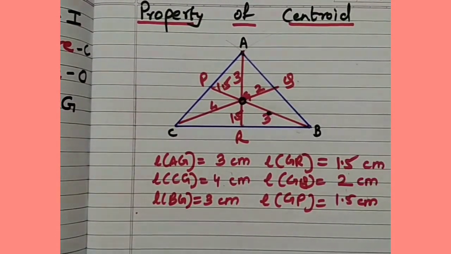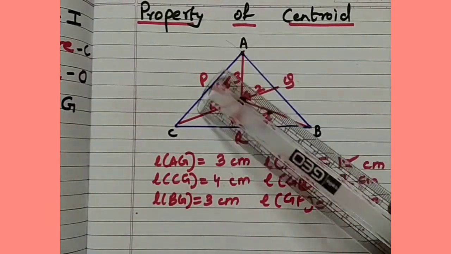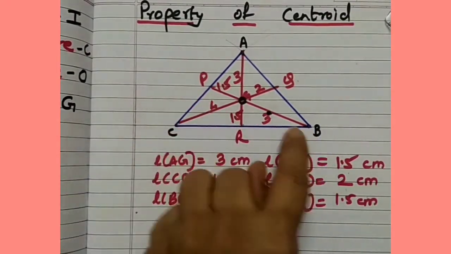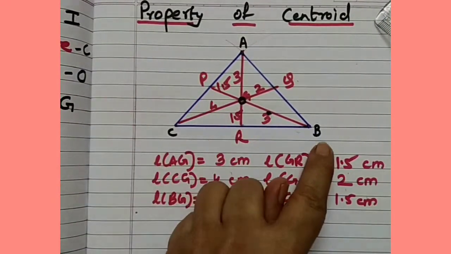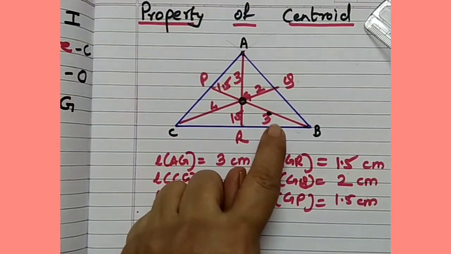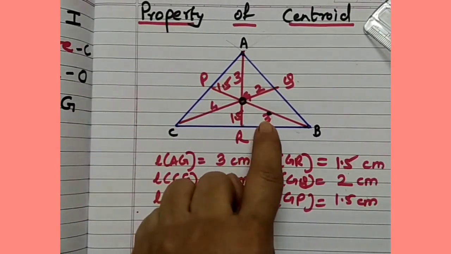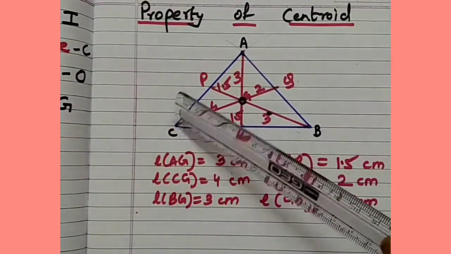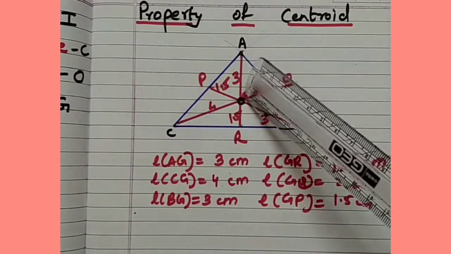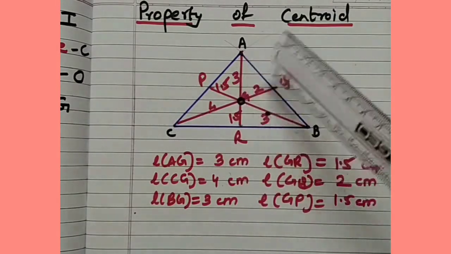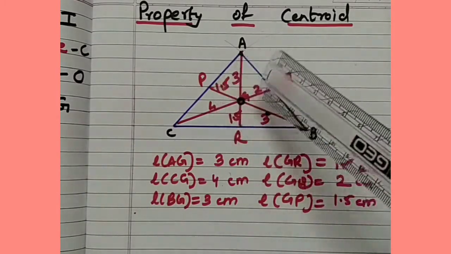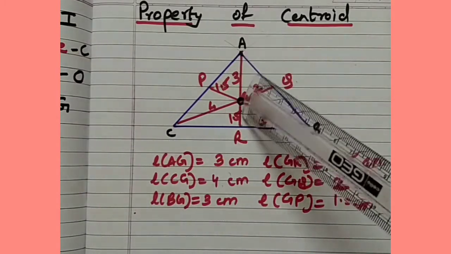And what I found out after measuring the parts which are formed, you can see now 1, 2, 3, 4, 5, 6 parts are formed. So this BP is divided into two parts by this point of concurrence, or by this centroid. And what is the measure of these two parts? One is 1.5, the other is 3. Similarly, if I see this median CQ, it is also divided by this point G into two parts, that is, one is CG, other is QG. And what is the measure of these two parts? This is 2, this is 4. Same way here also it is found out that this is 1.5, this is 3.